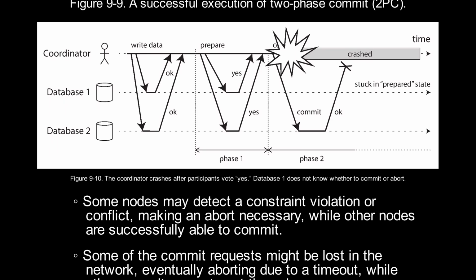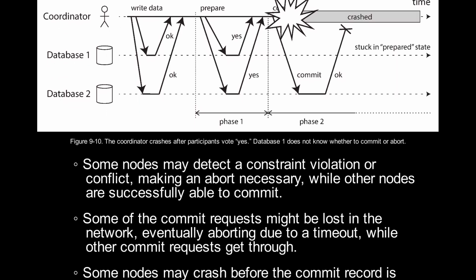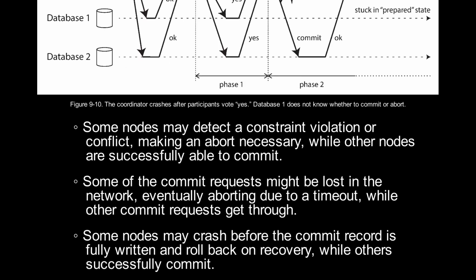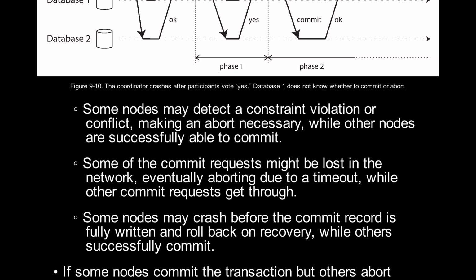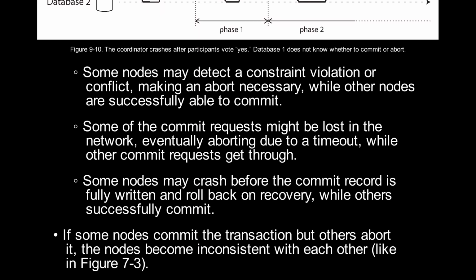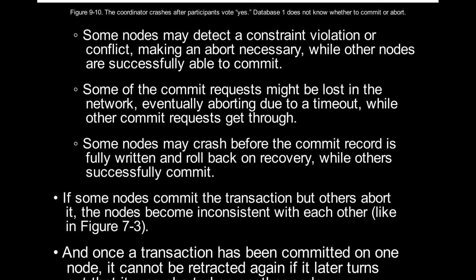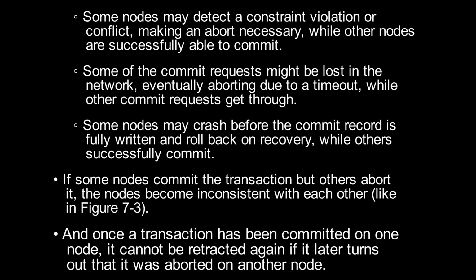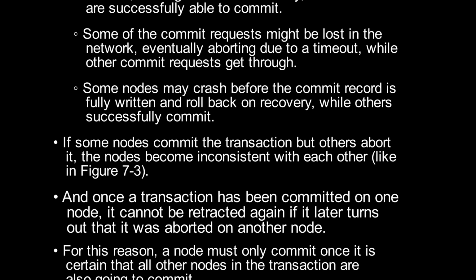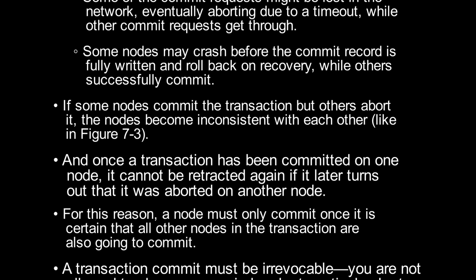Some nodes may detect a constraint violation or conflict, making an abort necessary, while other nodes are successfully able to commit. Some of the commit requests might be lost in the network, eventually aborting due to a timeout, while other commit requests get through. Some nodes may crash before the commit record is fully written and roll back on recovery, while others successfully commit. If some nodes commit the transaction, but others abort it, the nodes become inconsistent with each other, like in Figure 7-3. And once a transaction has been committed on one node, it cannot be retracted again if it later turns out that it was aborted on another node.